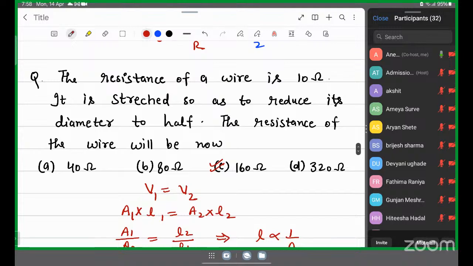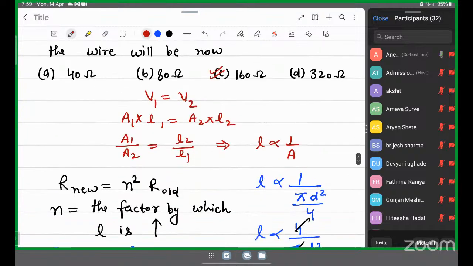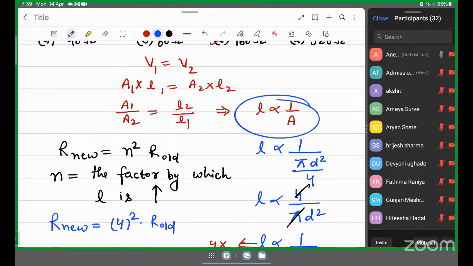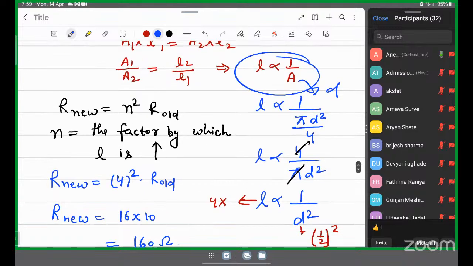Understood or any doubt? Yes. Understood, sir. In exam, this much time will not be taken. Basically, I will not start from here in exam. If I have studied it and I know the relation between area and length, I will just start from here, and then I will connect area with diameter. So in 2 steps, I will get the answer.